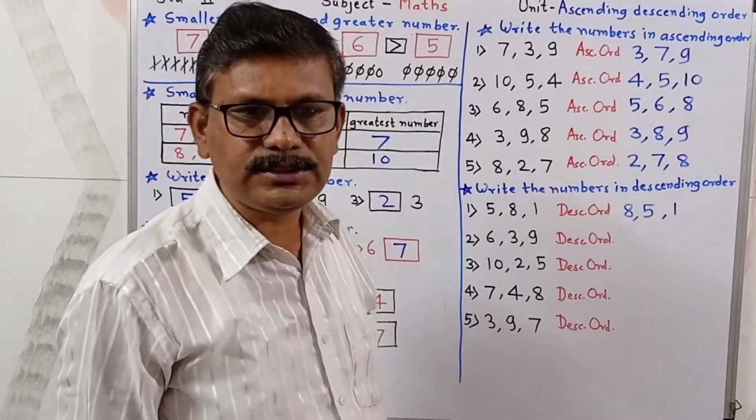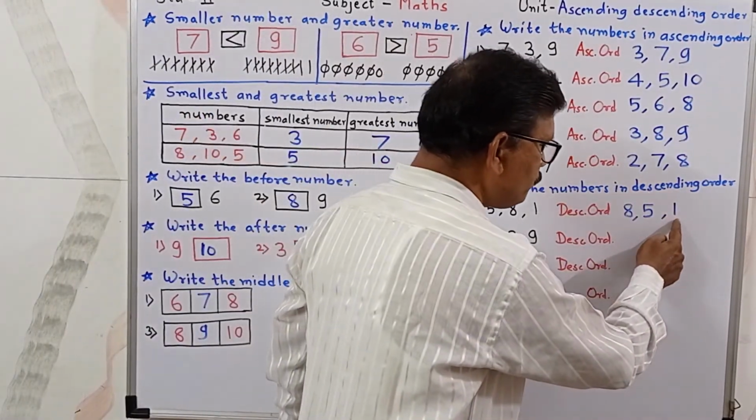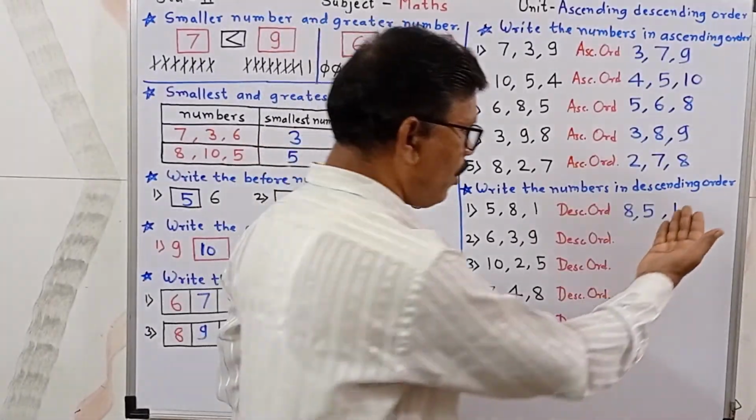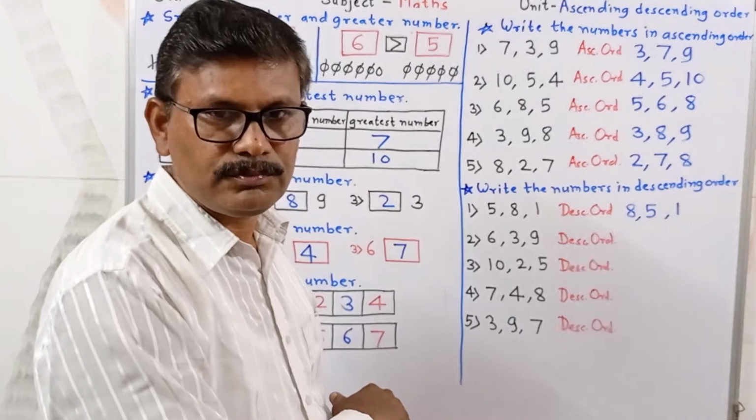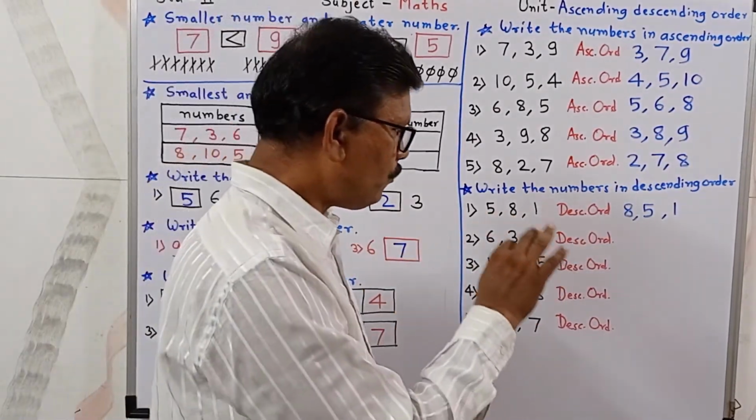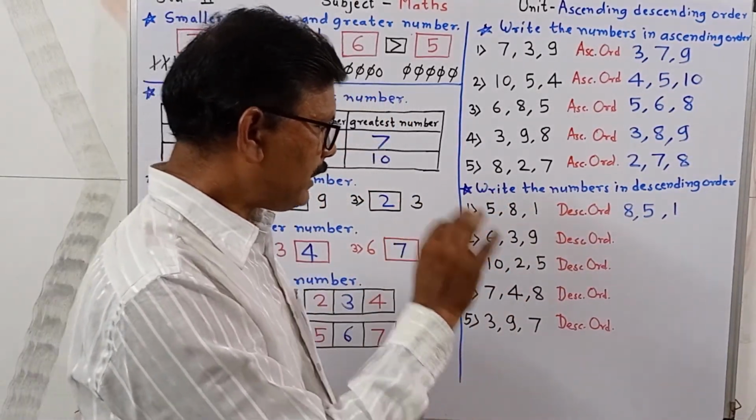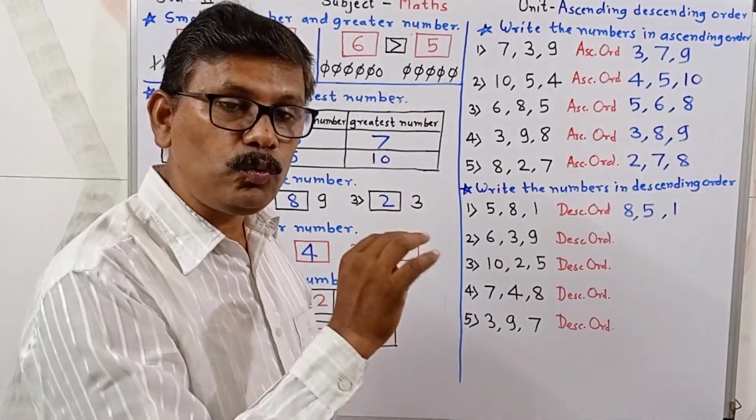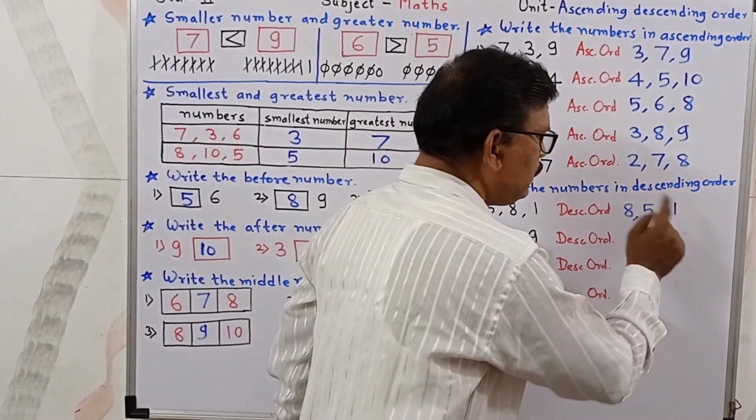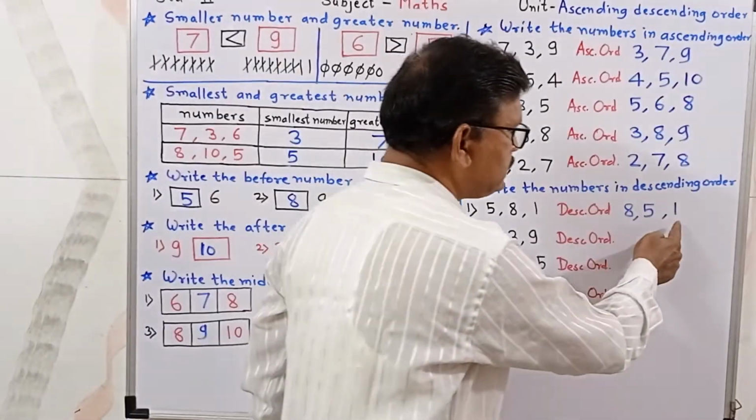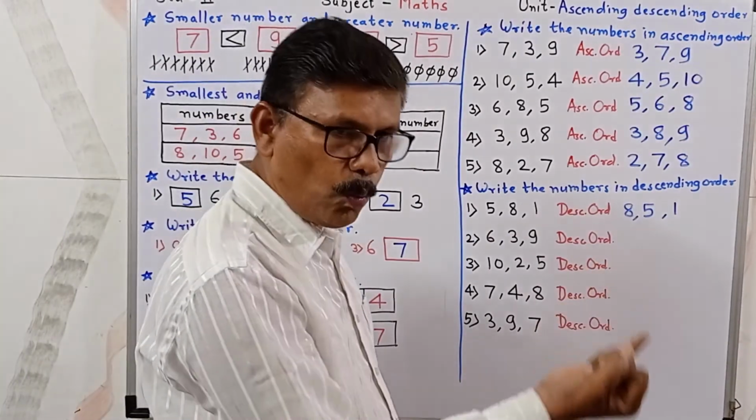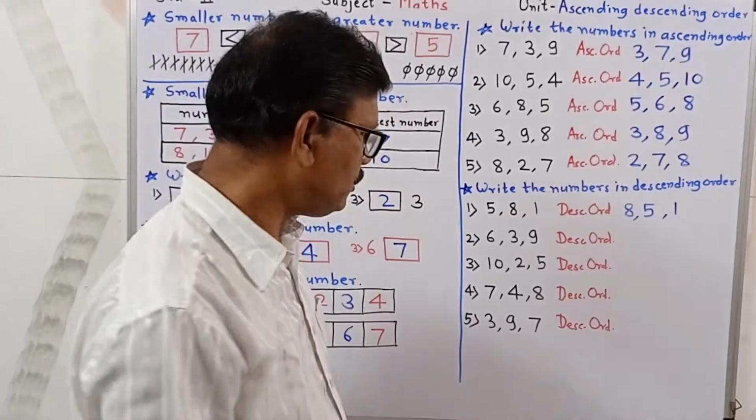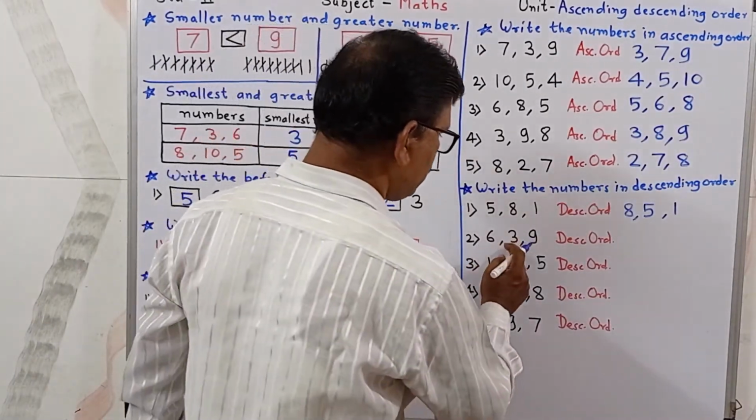So when we have written, we must check this. How? From 1 to 8, first 1, from right to left. We check whether it is correct or not. So how to check? Count from the smallest to the greatest. 1, 2, 3, 4, 5, 6, 7, 8. Correct. Okay.